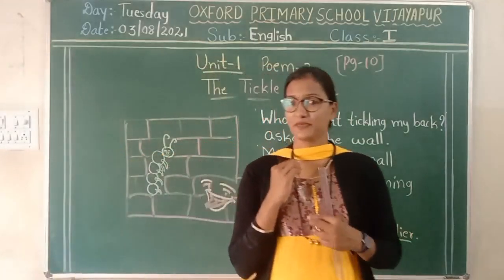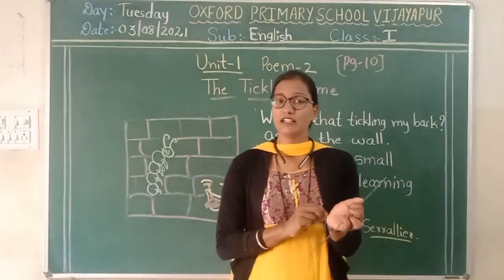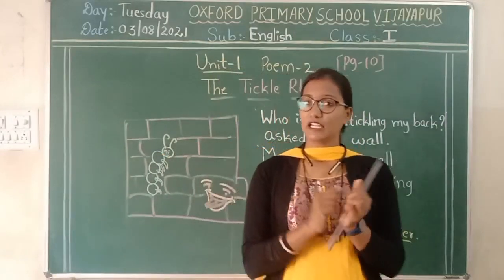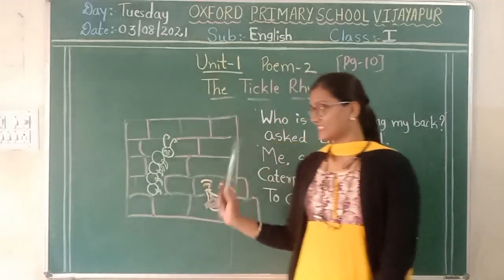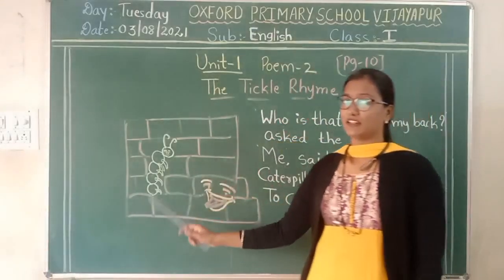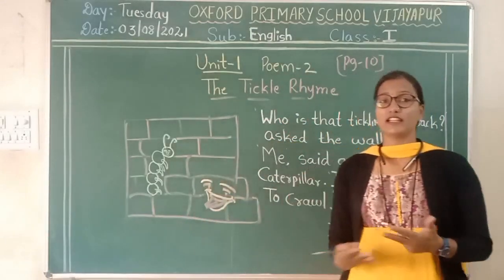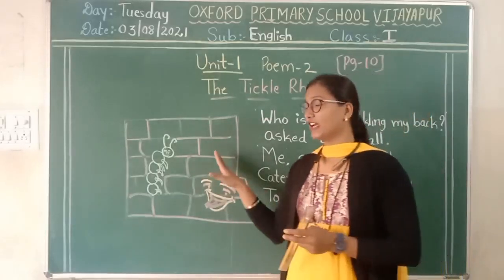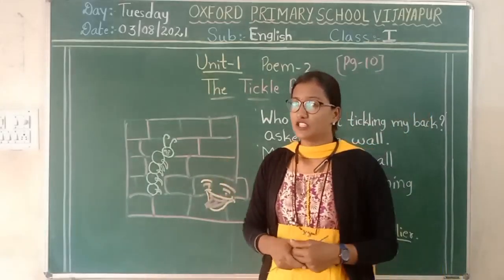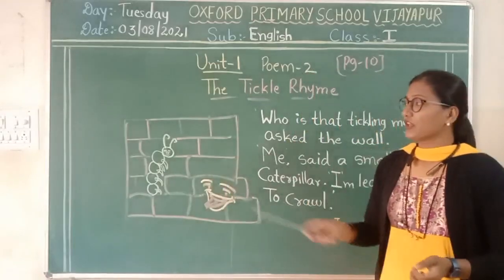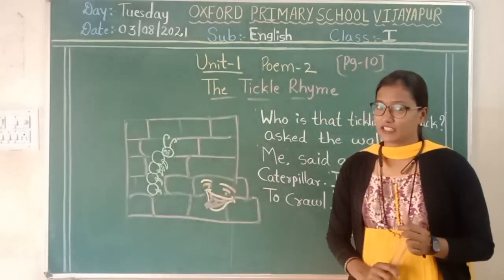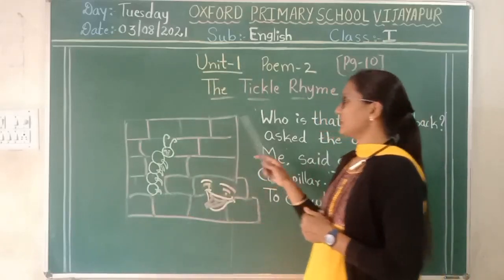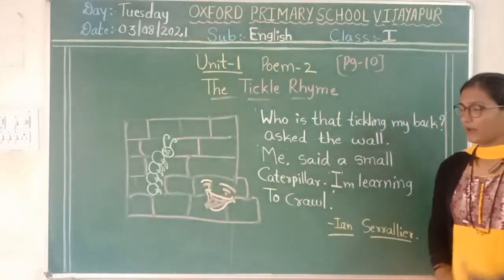Right, children? If someone tickles you, you will laugh. The same way, the caterpillar is learning to crawl on that big wall. So children, when you are writing the poem, you can draw a wall and a caterpillar, right? It looks nice. Then you have to write the poem.